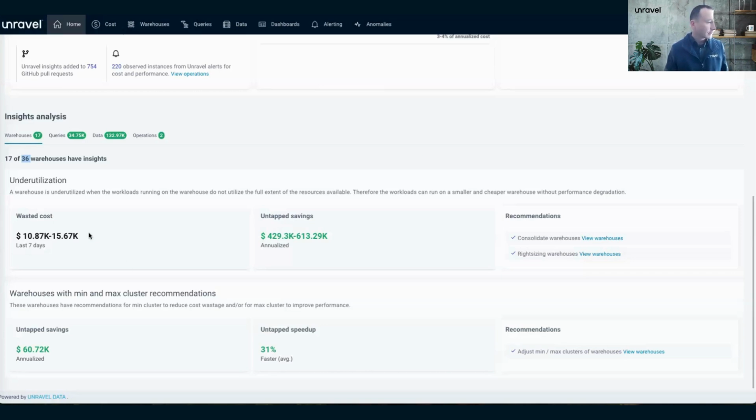So what we're saying here is, in the last 7-day rolling period, there was between $10,000 and $15,000 in wasted cost. Now, annualized, that's significant, over 600 grand of untapped savings. And all we're really saying is that there are opportunities for both a consolidation and a right-sizing use case here. So let's dig into each of these.